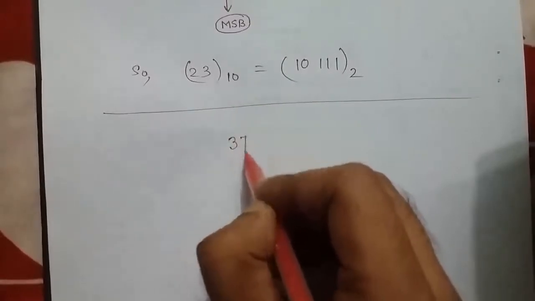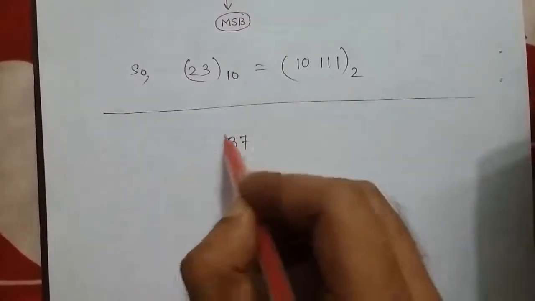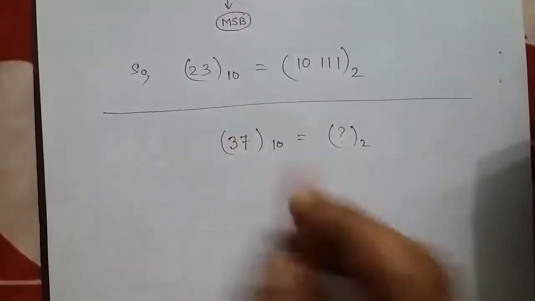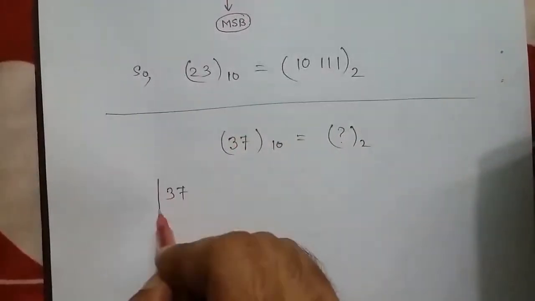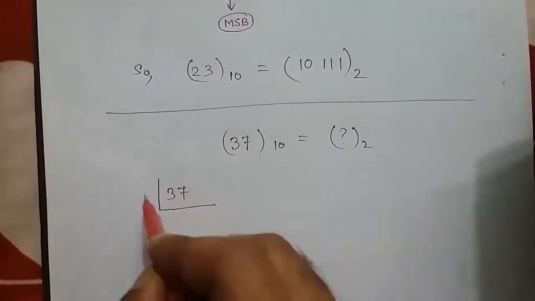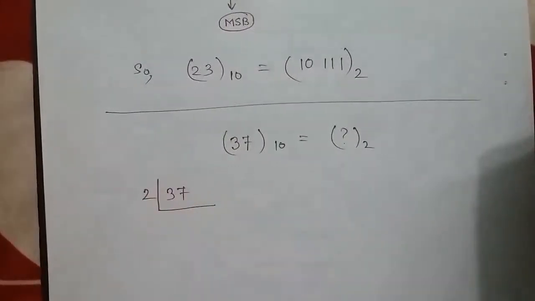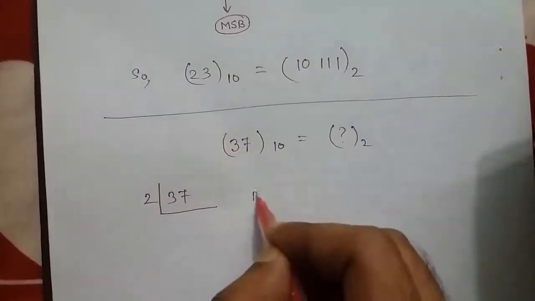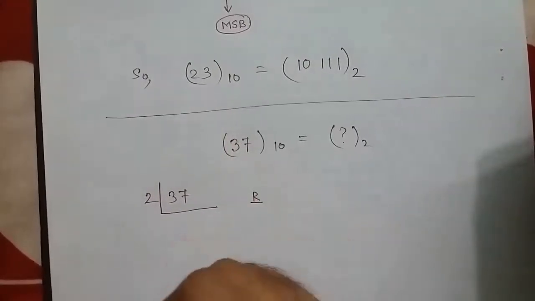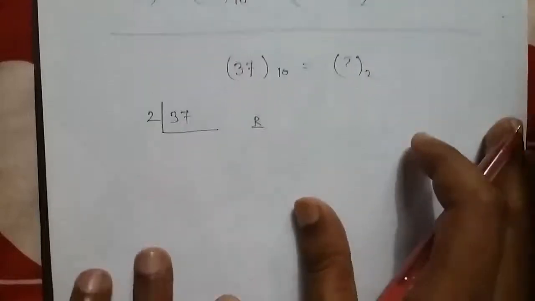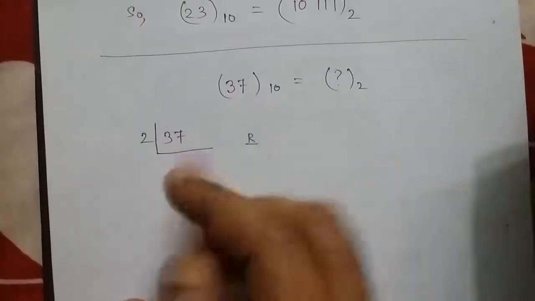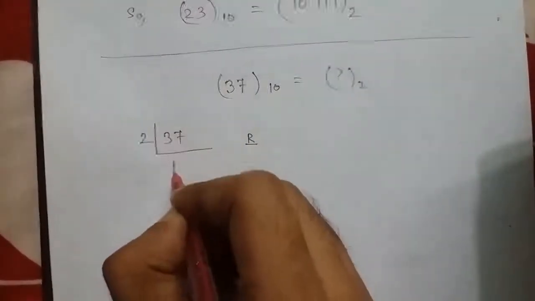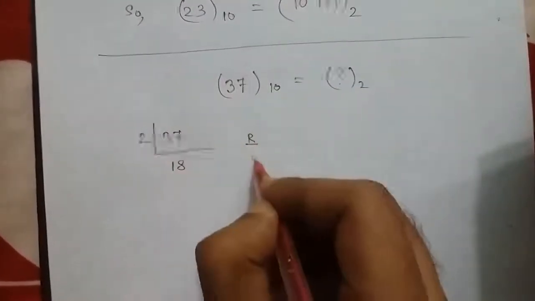Suppose 37. So 37 in decimal equals to how much in binary? So 37, and what will be the divisor? Obviously 2, because 2 is the base of binary number system. So 2. Here we will write the remainder, and here we will write the quotient. So 37, that means what will be the quotient? 18 2s are 36.